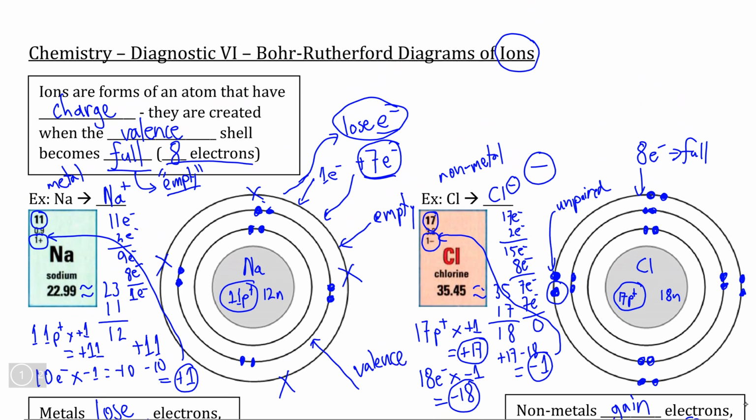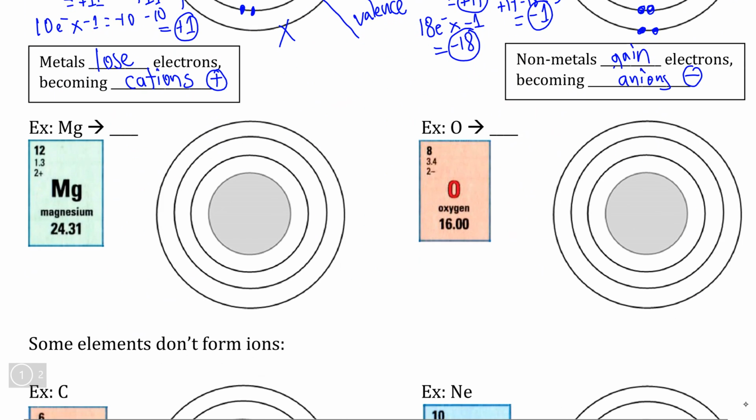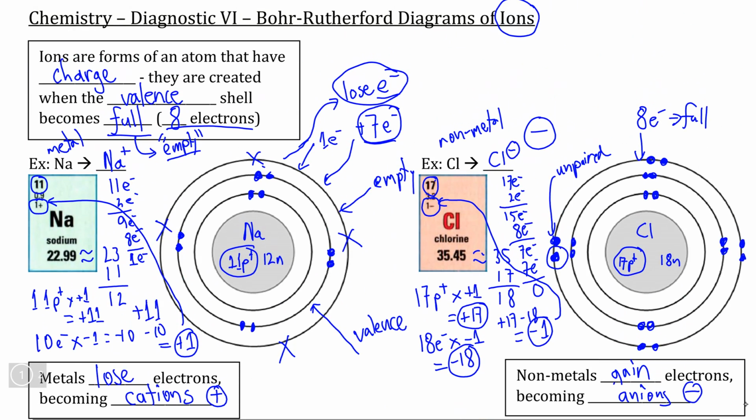In part 2 of this video, we're going to look at a couple of elements that do not actually form ions the way that sodium and chlorine do, as well as take a look at the importance of understanding what charge atoms form when they become ions.